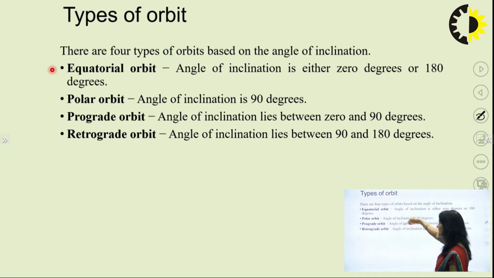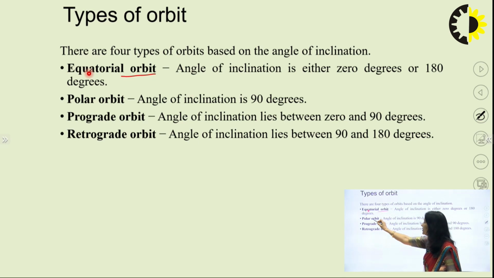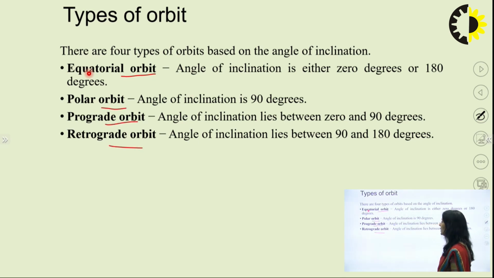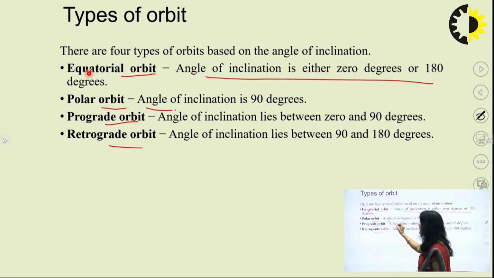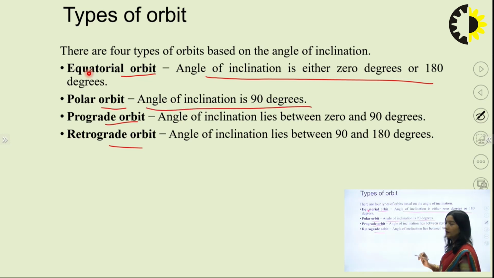Students, this is the basic reference of the types of orbit I have mentioned here. So, there are generally four types of orbit: first is equatorial orbit, polar orbit, prograde orbit and retrograde orbit. In equatorial orbit, the angle of inclination is either 0 degrees or 180 degrees. I mean, your inclination will be 0 in the case of an equatorial plane. In polar orbit, the angle of inclination is 90 degrees.